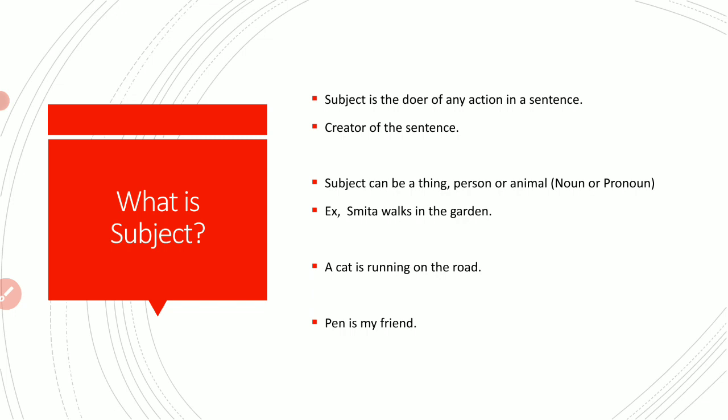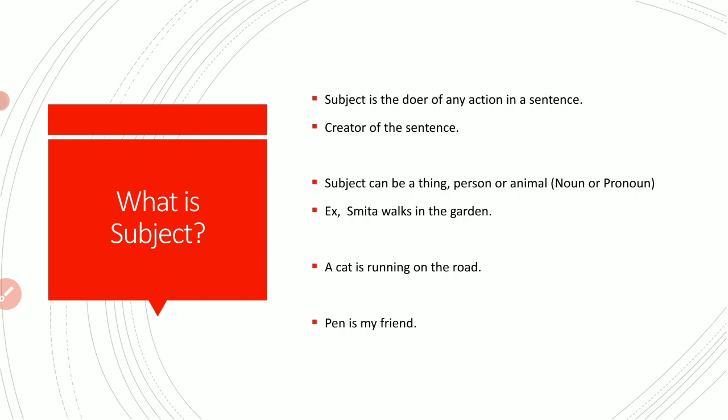And when we talk about any person like individuals, anybody who is living, who is a living being, is known to be a person. Okay, so when I take the example, Smita walks in the garden. So who is doing the action over here? That is Smita. So Smita is the head of the sentence or the doer of the action that is performed in the sentence is known as the subject over here.